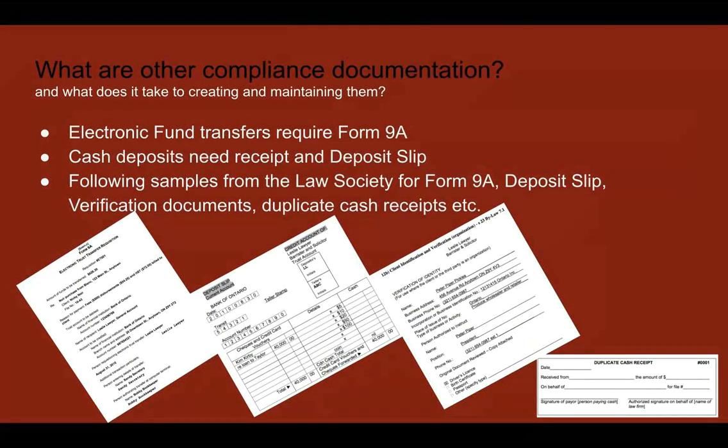And other compliance reports include Form 9A. I'm sure many of you know, if you're in Ontario transferring funds from trust to the general, you would need to specify the reason for the same, whether it is a legal fee or for disbursement, whatever it is. You have to update them into your books of records.